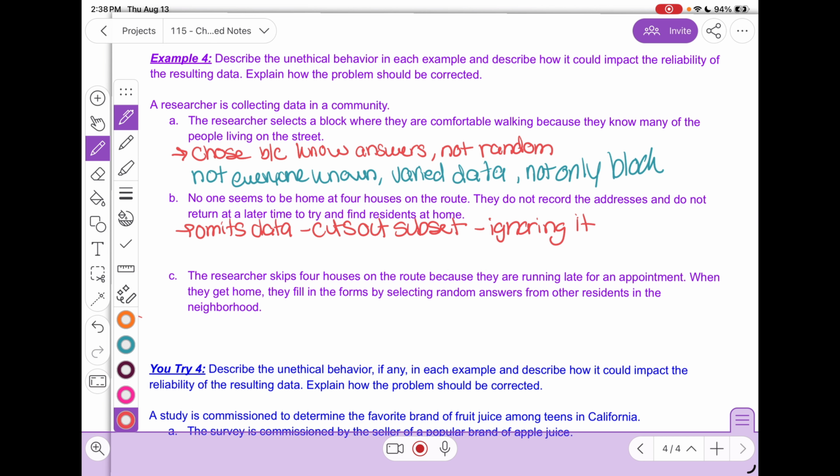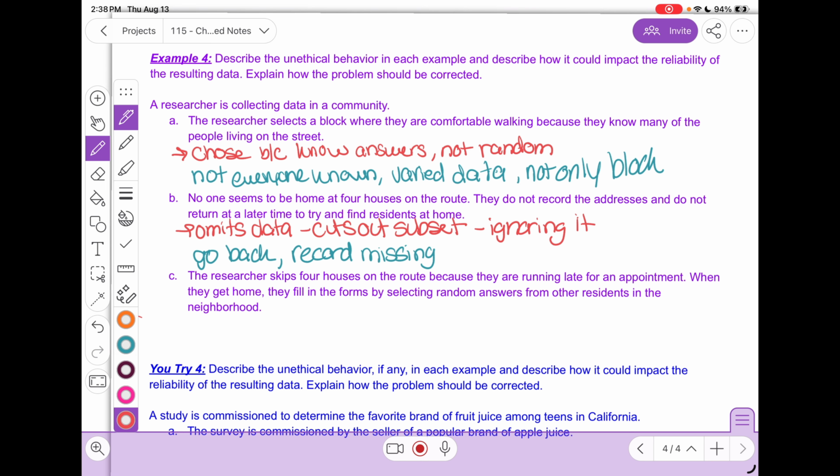Ignoring it. So a way to fix that is to go back. So you can try again. You could record it. Like if you've tried a couple times and they're still not there, you at least need to record that and say, hey, I did this block a bunch of times, could never get these people. So you've at least acknowledged that that's missing. Maybe there really isn't anybody that lives there, and then that's okay. But you have to acknowledge that in your report.